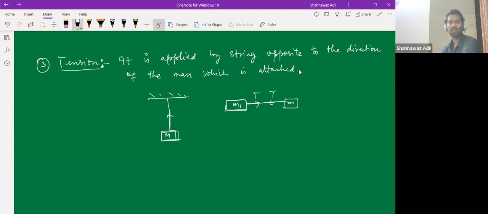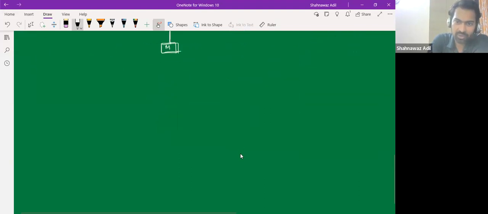Done, sir. Okay, so you understood that we have gravitation which is applied by Earth. We have normal reaction which is applied by surface, and we have tension which is applied by string, right? And for our case, we are considering that the mass of string is zero, negligible. We are only considering the mass of the objects that are attached. So these are the examples of the common forces.